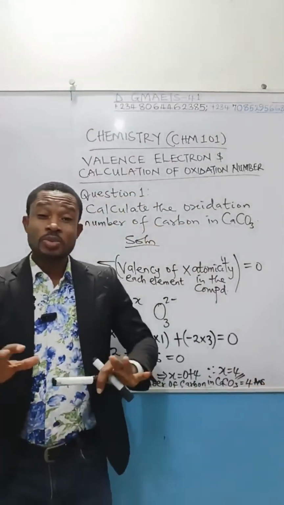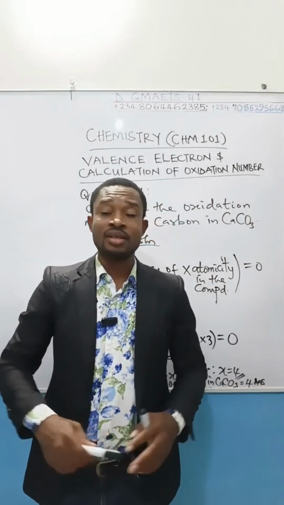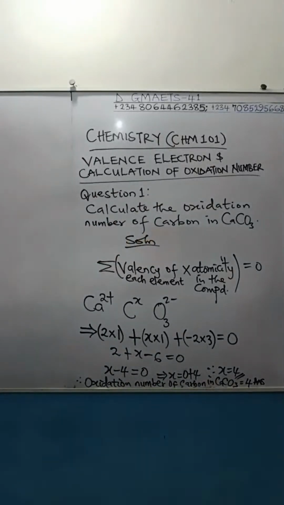So you see, it is pretty simple to calculate the oxidation number of any element in a compound. Nothing is there. It's 1 plus 1 work.